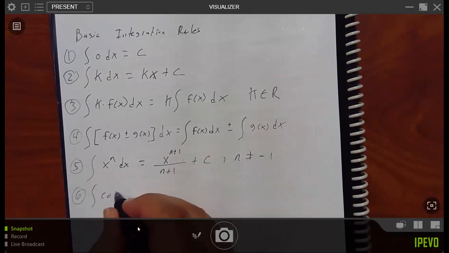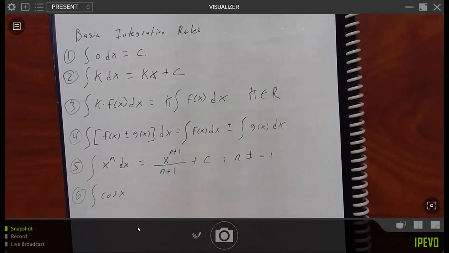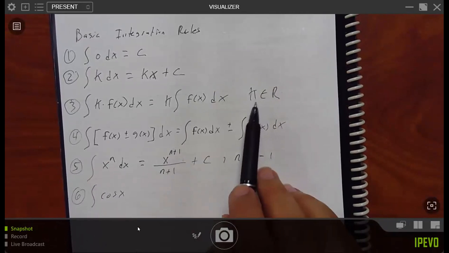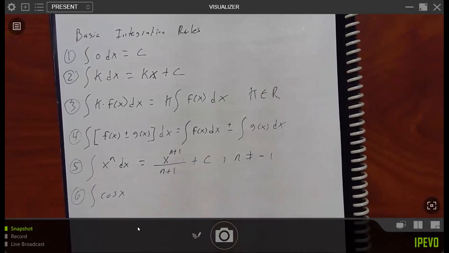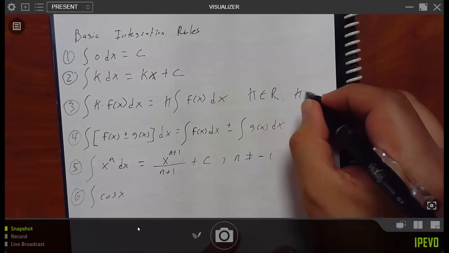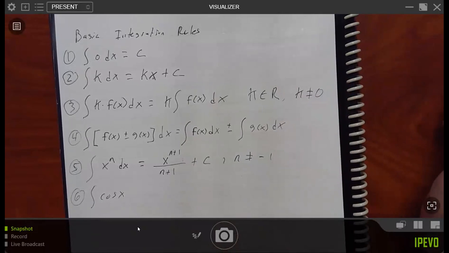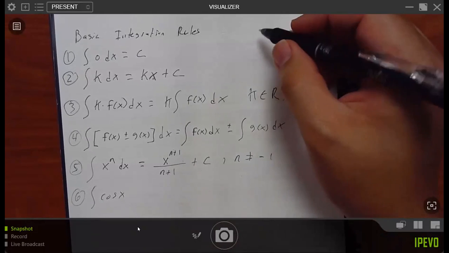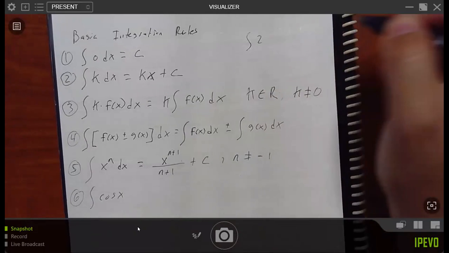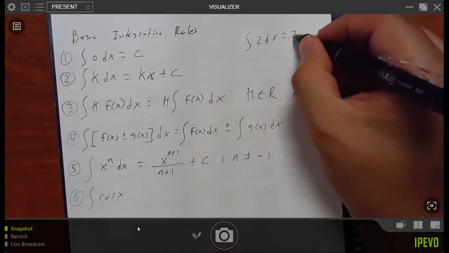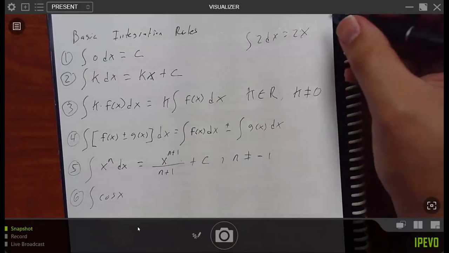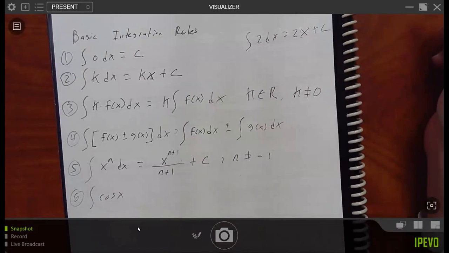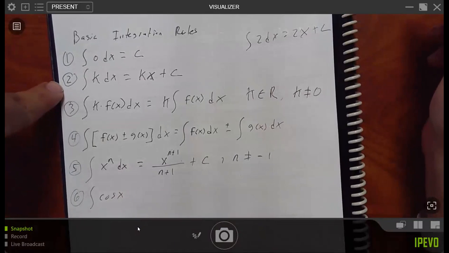Just curious, what does k stand for? k is an element of the real numbers. Okay. Some number that's not 0. So for example, if you were to integrate 2, you would get 2x plus c. That's what number 2 is saying.